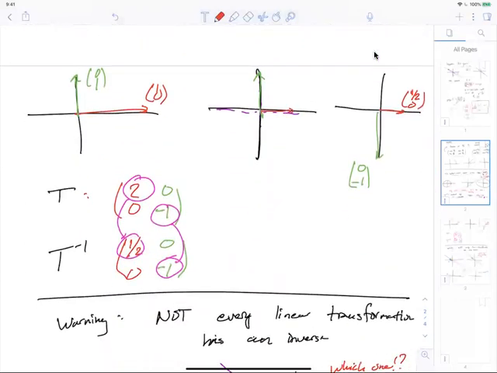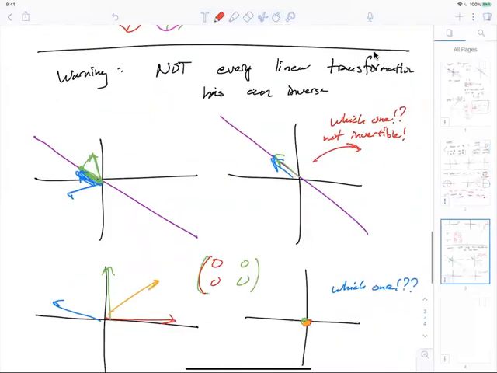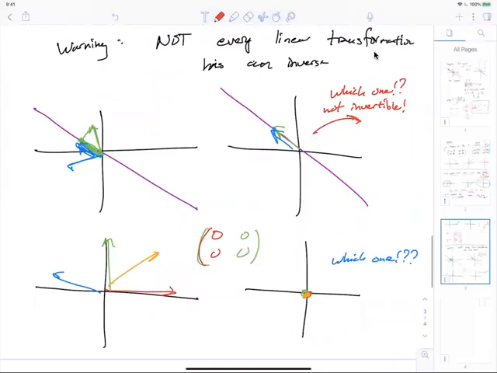One of the main takeaways of this is just to understand exactly what the inverse transformation is doing. It's undoing a transformation, and also experiencing that not every linear transformation has an inverse, right?